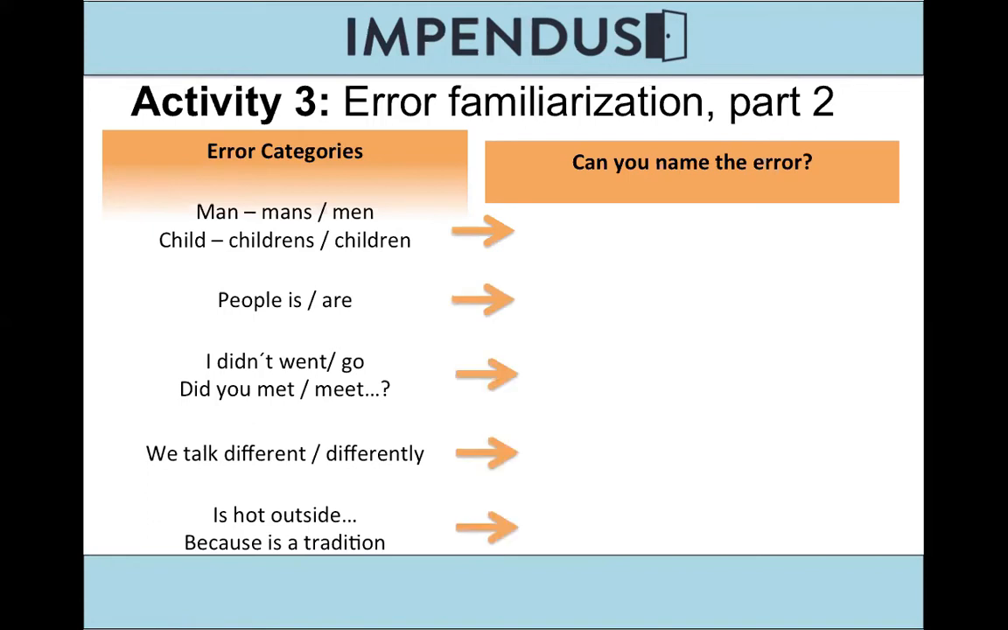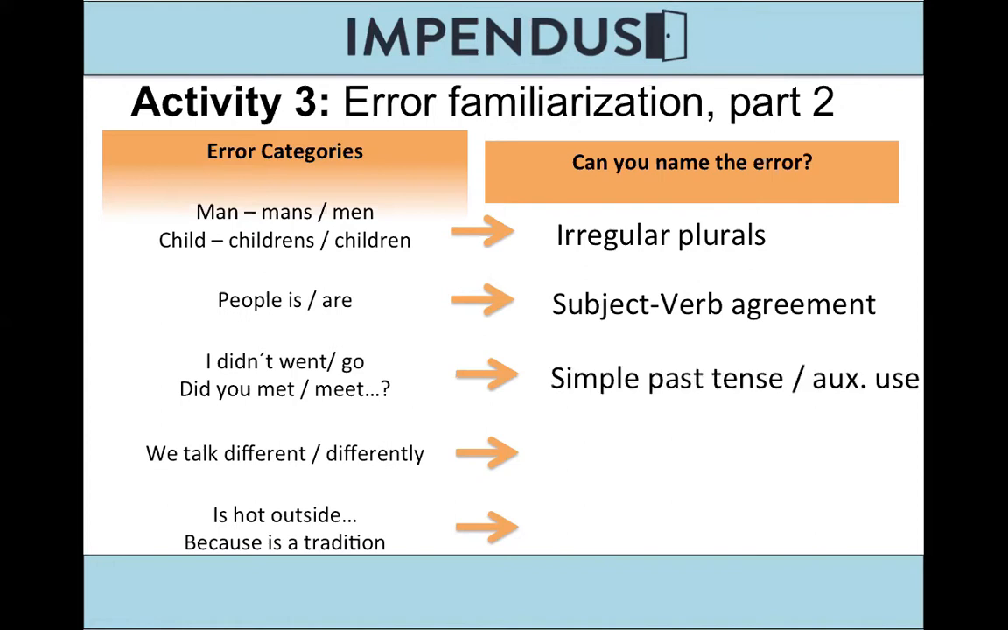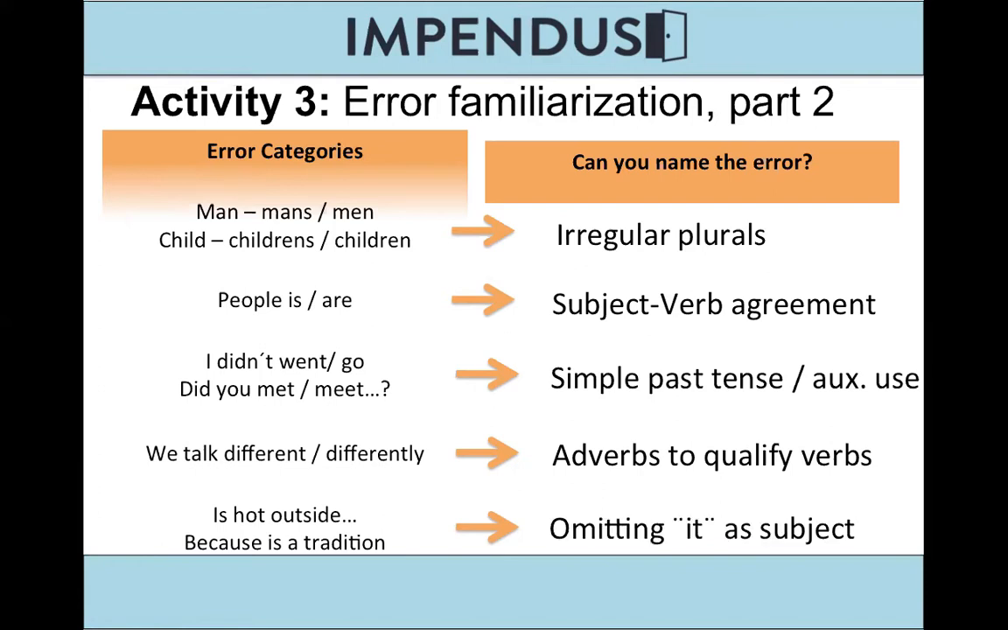So the first error is irregular plurals. The second one, subject-verb agreement. The third one, simple past tense and use of auxiliaries. The fourth one, adverbs to qualify verbs. And the fifth one is omitting it as a subject. This is another example of a way to label errors without necessarily needing to use the CEFR, but rather just labeling them according to what grammar rule is being broken.